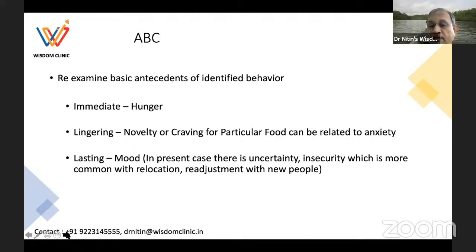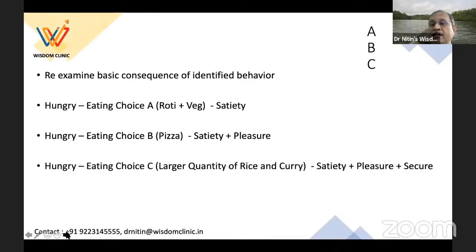Then there is a lot of insecurity, because she is a woman coming from a small city to a big city, and she has to get adjusted to relocation, readjustment with new people, make a place for herself, and make all other adjustments. So there is a predominant feeling of insecurity in her, and there is a predominant anxiety. So these are the three antecedents: the hunger, and in the background there is anxiety and insecurity.